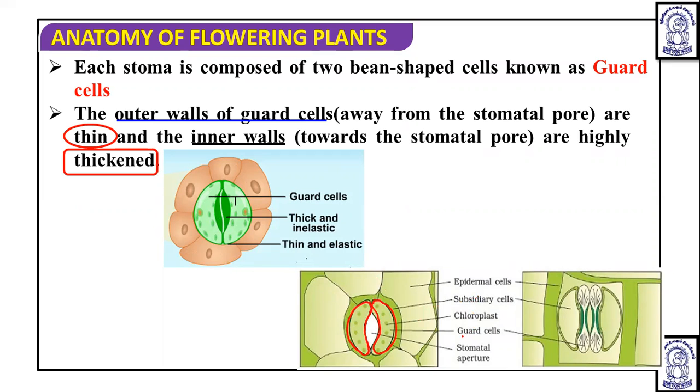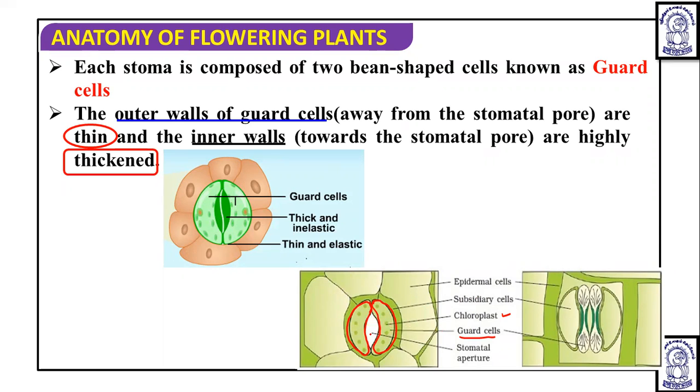And this guard cell has chloroplasts. Chloroplasts are present, but guard cells do not have rubisco. I will make you note down the important points in the last part. So here they have chloroplasts but no rubisco, so they do not perform photosynthesis. In spite of the presence of chloroplasts, guard cells are unable to perform photosynthesis.